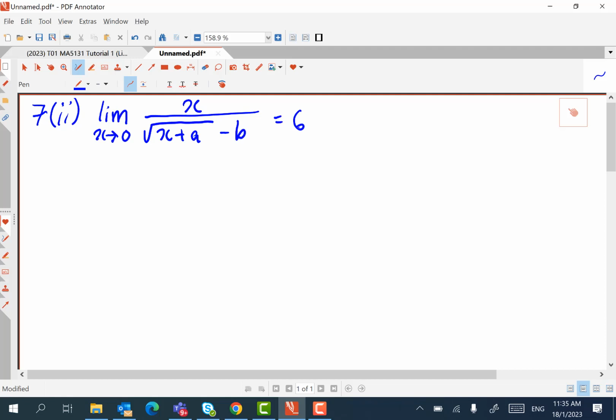Okay, in this question, you have to note something, no? That the numerator is equal to 0, but the limit, right? The limit of the fraction, the limit of this fraction, right?